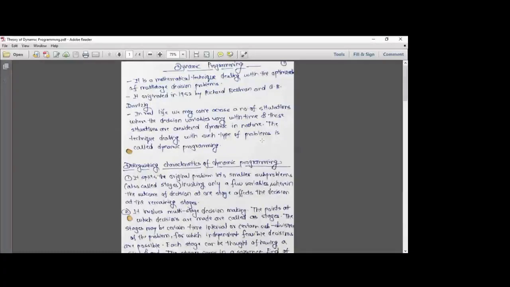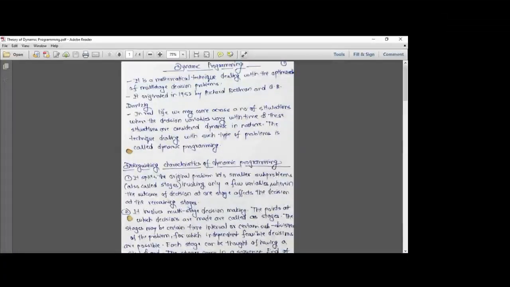So let's start. This is a mathematical technique, as already said, and it is dealing with the multi-stage decision problem. This is very important. Why is there a need for dynamic programming? Because there are some problems in real life that we have to handle, whose variables are going to change after every stage, right? That stage can be a time factor.